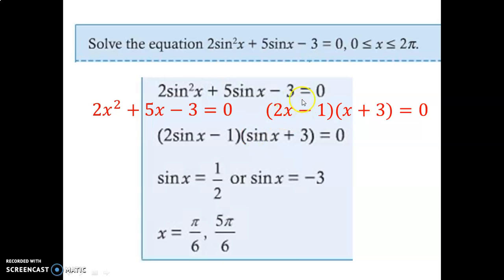And we know when we have factored form, we just solve each of these for x. So this one would solve to be x equals 1/2. And that's what we see here. Sine x equals 1/2. And this one solved is sine x equals negative 3. So we've solved both of them.